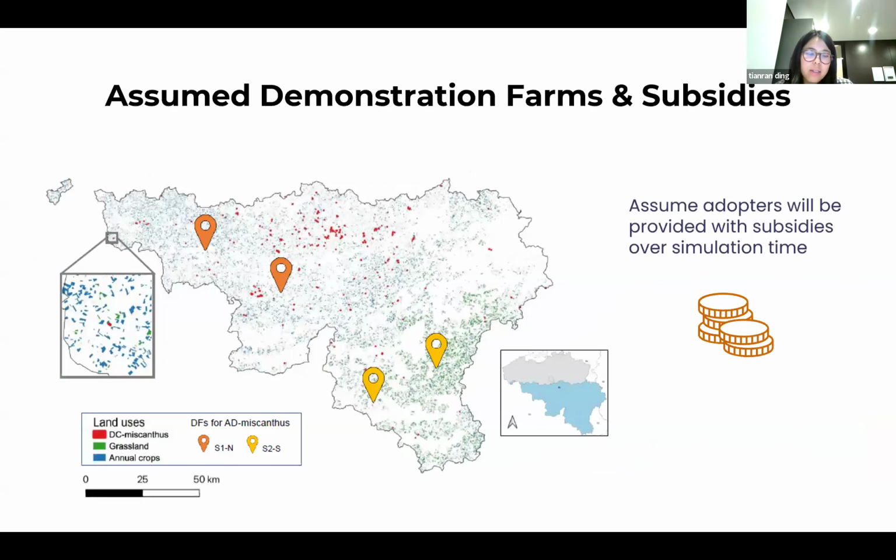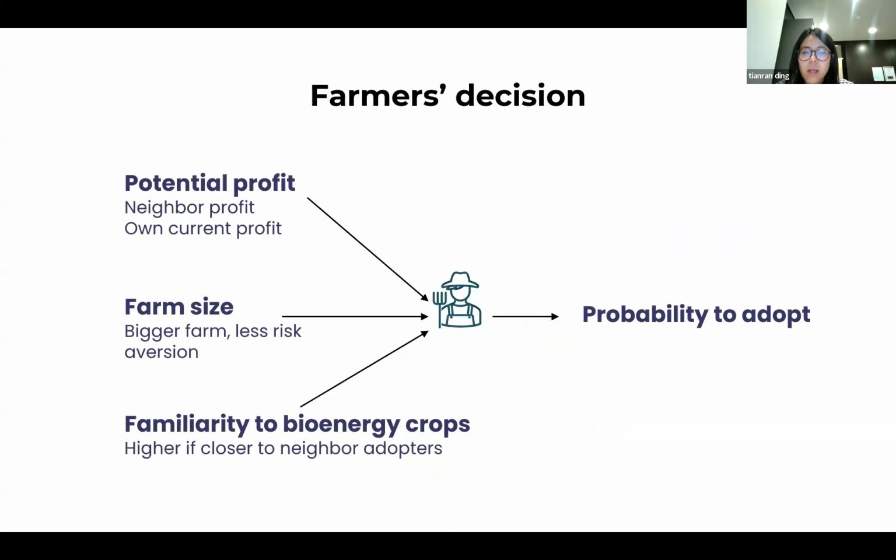We assume that they are going to allocate two demonstration farms for the technology in the north or in the south, because we have read a report saying that the main limitation of adopting this technology is the lack of knowledge and the lack of incentives. So we first give the demonstration farms located either in the north or south, and then we assume we are going to provide them the incentives.